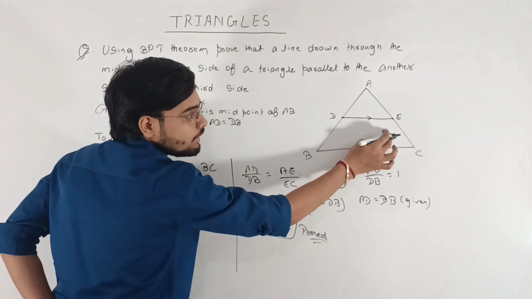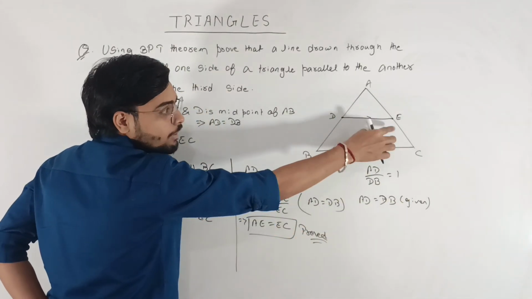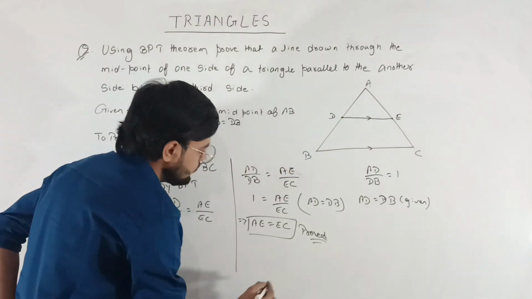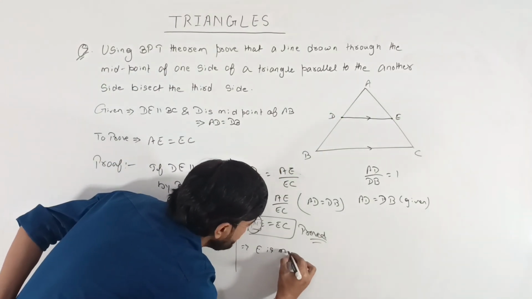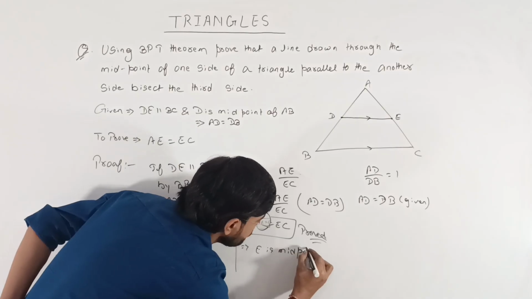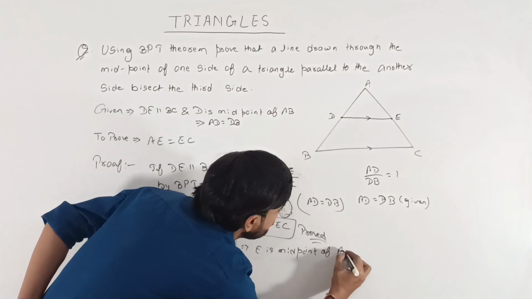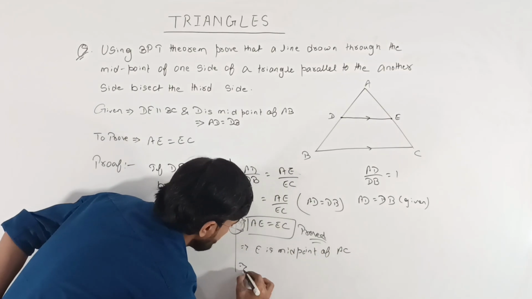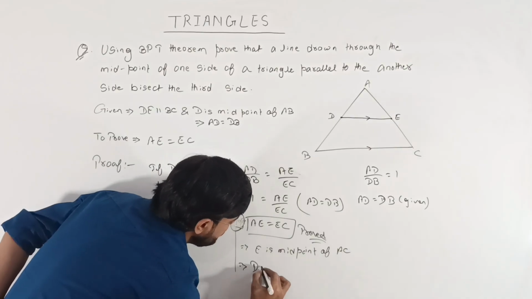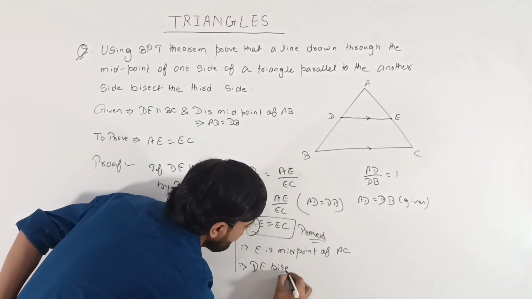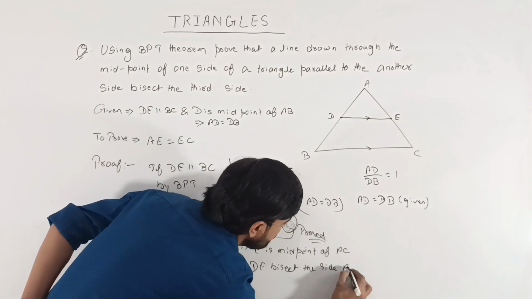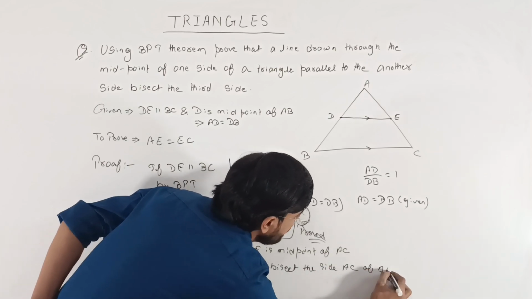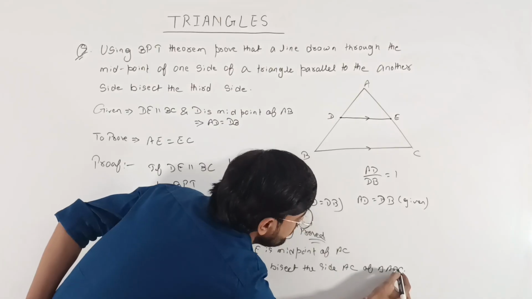Okay, when AE is equal to EC, which means E is the midpoint of AC, and DE bisects AC. Since this is equal, E is the midpoint of AC, which means DE bisects the side AC of triangle ABC.